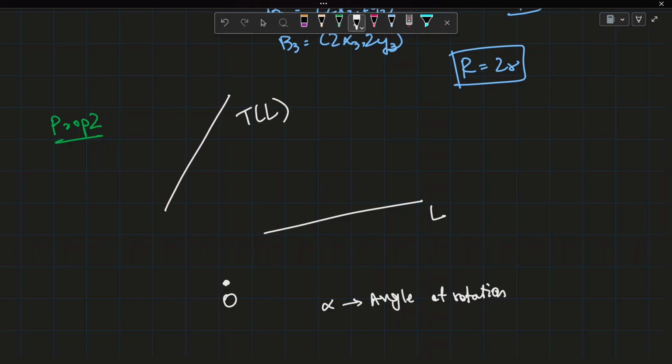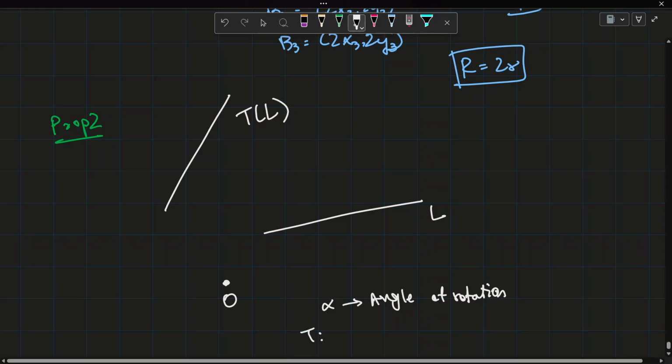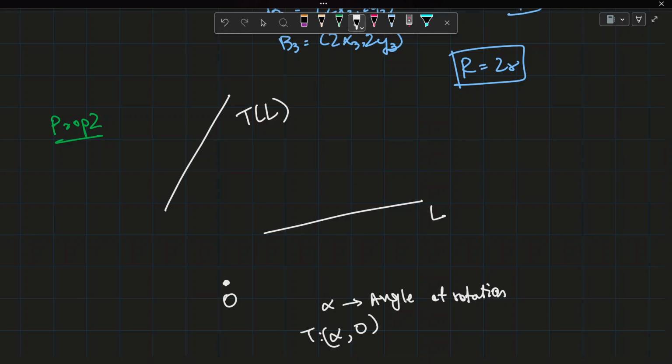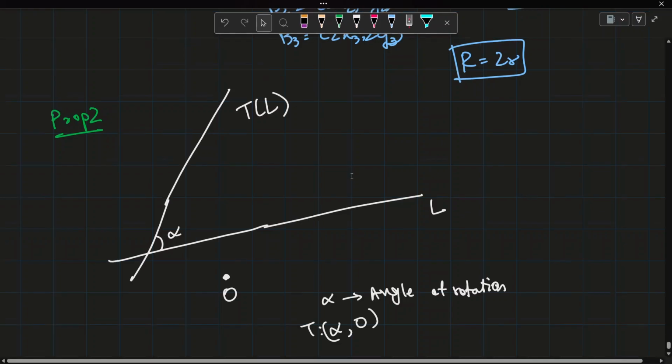We are naming this transformation as T. T is the transformation with angle alpha and the center O. Okay, so this line will get transformed to another line T of L, and the angle between T of L and L, so basically this angle will become equal to alpha. This is not very hard to see because if you imagine using some animations, this angle will become equal to alpha. Okay, so this is the second proposition.